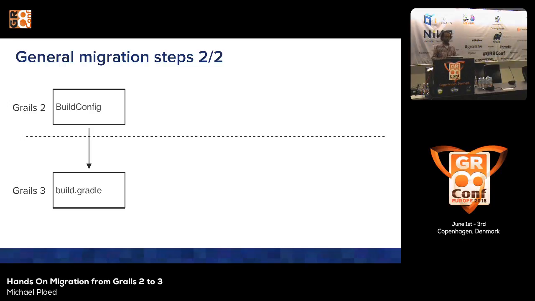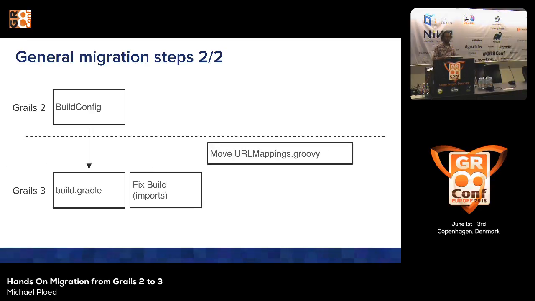in your project. You rename build config: you take the configuration for the build in build config and move it to build.gradle. If you didn't adjust build config in any way, if you just ran with the standard Grails build configuration, you don't have to do a thing. Your defaults are going to be in build.gradle. But what you obviously will have is you need to fix build imports, especially on the plugins. You will need new Grails 3 capable plugins for your Grails 3 application. You can't run Grails 2 plugins in a Grails 3 application.